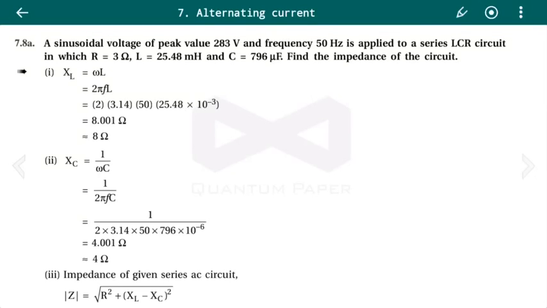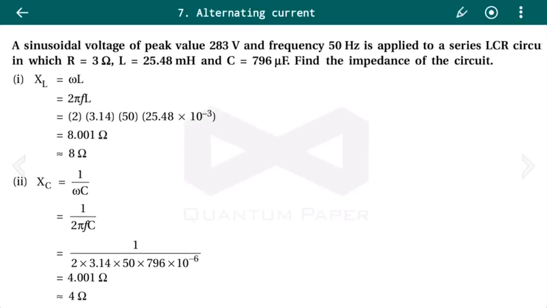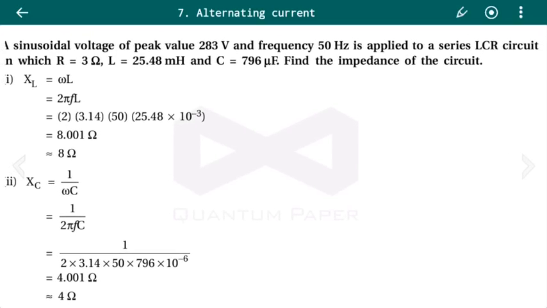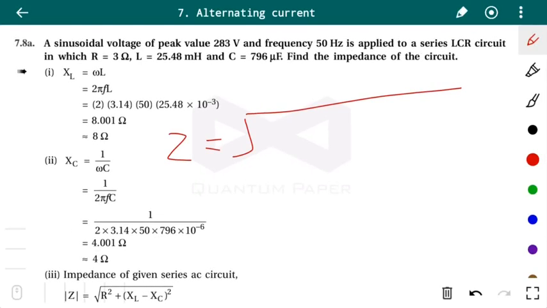Now numerical number 7.8. A sinusoidal voltage of peak value 283 volt and frequency 50 Hz is applied to a series LCR circuit in which R equals 3 ohm, L equals 25.48 millihenry and C equals 796 microfarad. Find the impedance of the circuit. Here we know that the impedance for the LCR circuit is Z equals under root of R square plus XL minus XC whole square.